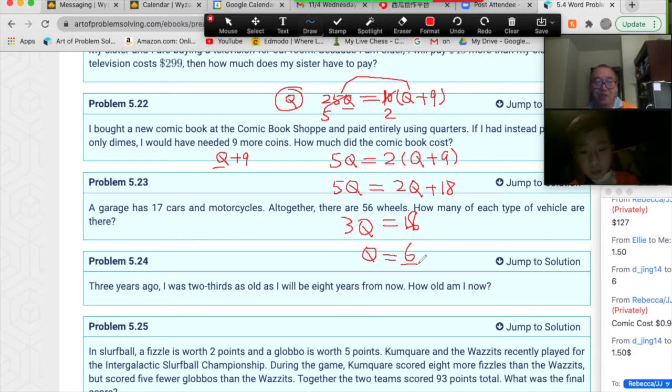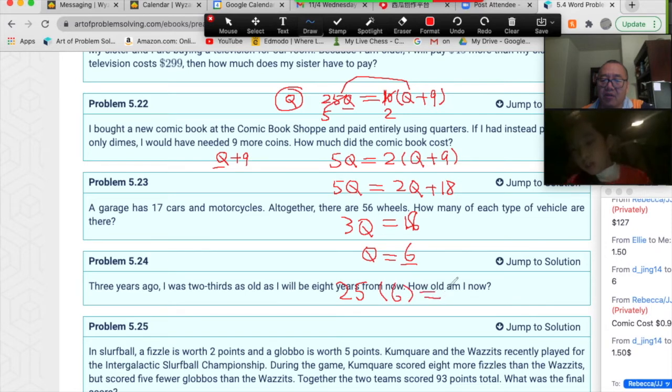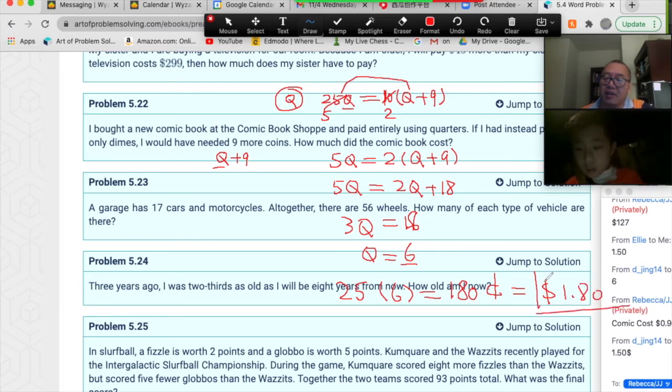But then you need to read carefully. They did not ask you the number of quarters. They asked you the price of the book. Each quarter is worth 25 cents, so to calculate the price of the book, you need 25 times 6. So you get 150 cents, or you can write this as $1.50. Okay, this is the correct answer. You can also write it like this, that's fine.